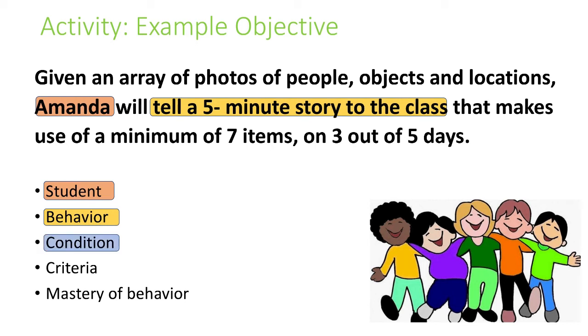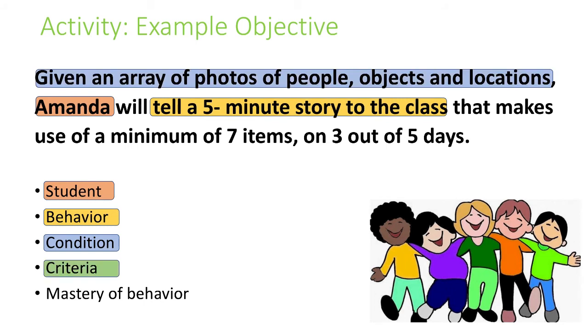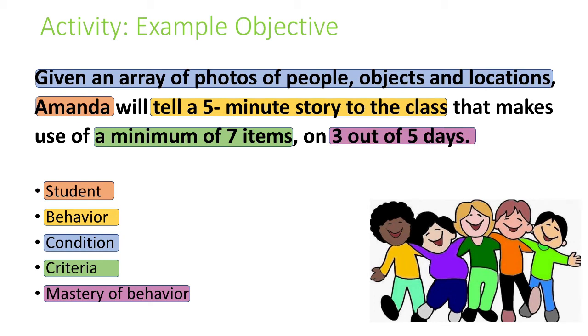Condition in blue goes here, given an array of photos of people, objects, and locations. Criteria in green, a minimum of 7 items, right? And the last element is mastery of behavior. In purple, it goes here, 3 out of 5 days.